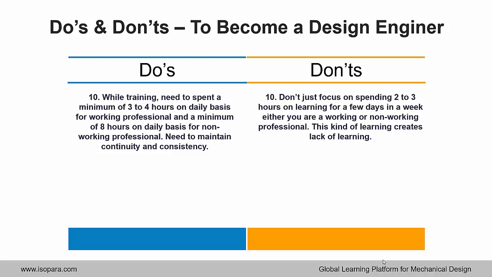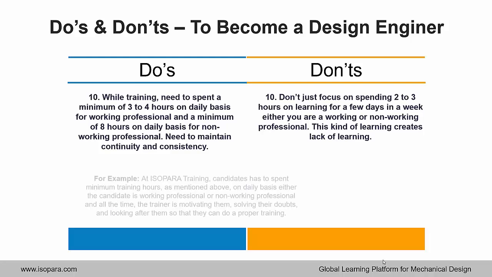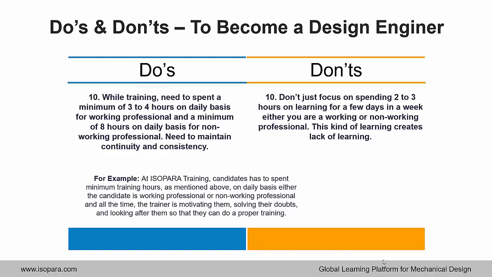For working professionals, those who are already working, a minimum of 3 to 4 hours they have to spend, and those who are not working professionals, they would be able to spend their entire time, then they can go for 8 hours on a daily basis. For example, at ISOPARA training, the candidate has to spend the minimum training hours as mentioned above on a daily basis, whether the candidate is a working or non-working professional, and all the time the trainer is motivating them, solving their doubts and looking after them so that they can do a proper training.